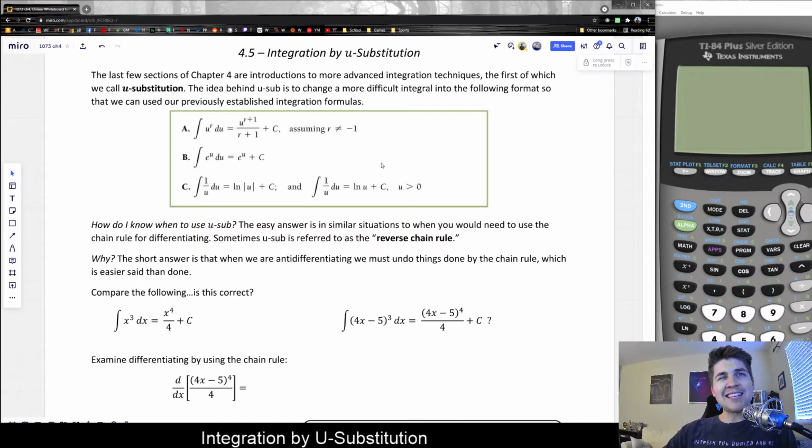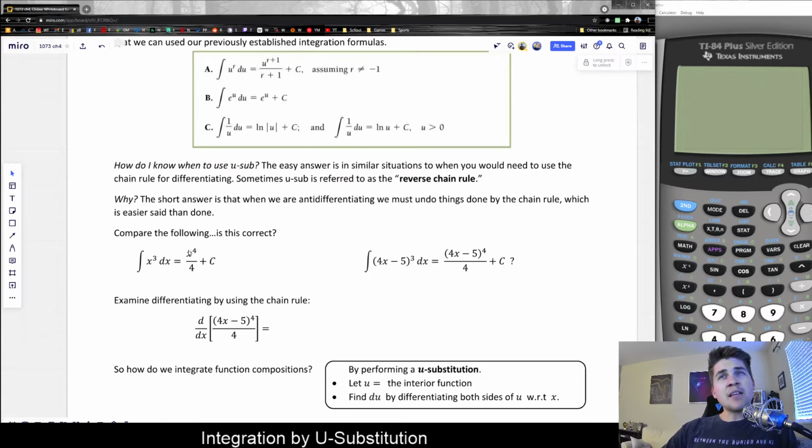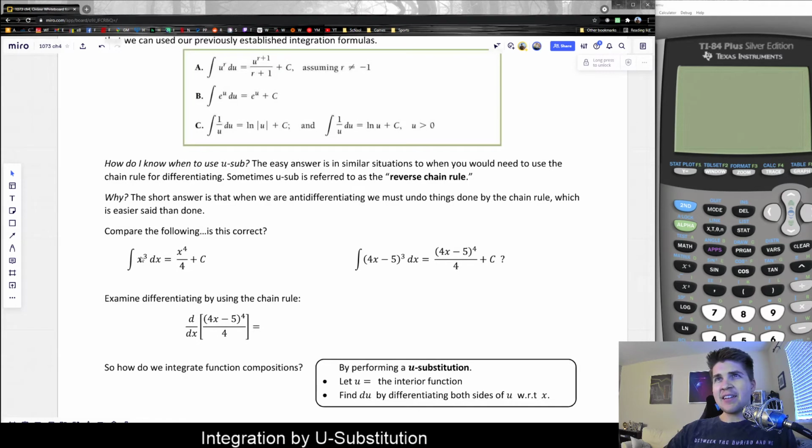Sometimes I might refer to this as the reverse chain rule because that's the idea. But let's say, for example, we look at an antiderivative. Let's say the antiderivative of x cubed, which by the reverse power rule, we know that that is x to the fourth divided by 4 plus c. Now the question is, well, what if we change the inside instead of just having x cubed? What if we change it to 4x minus 5 quantity cubed? Would that obey the same power rule? Add 1, drop the reciprocal, and would this work?